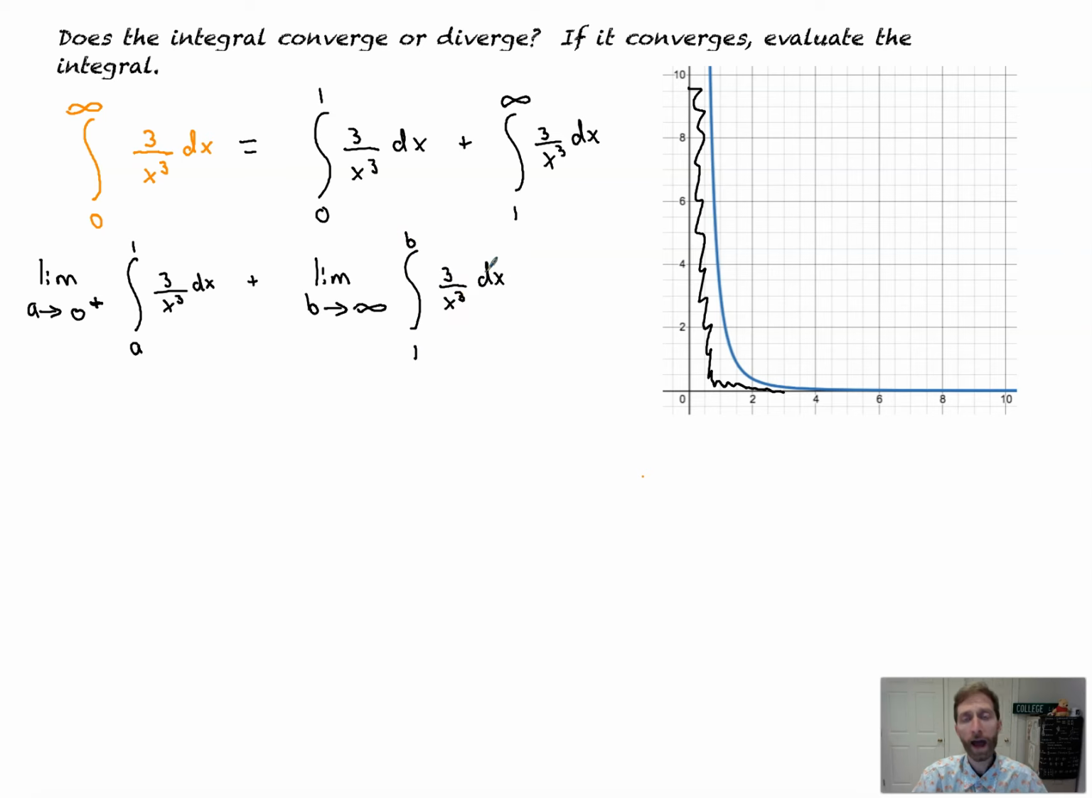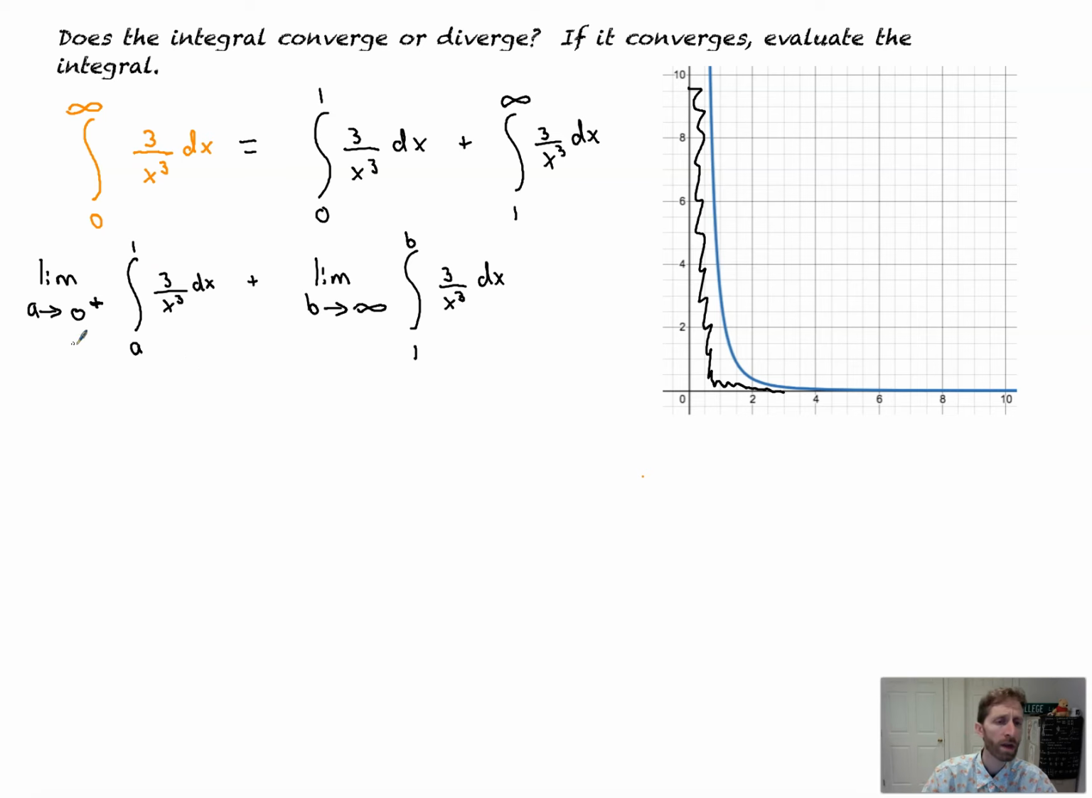Now, if one of these two integrals diverges, we're done. If they both diverge, so be it, but we really only needed the one to diverge to tell us that we're done. If the first one that we check converges, then we have to check the second one. And if that converges, then we converge. If it diverges, then we diverge.